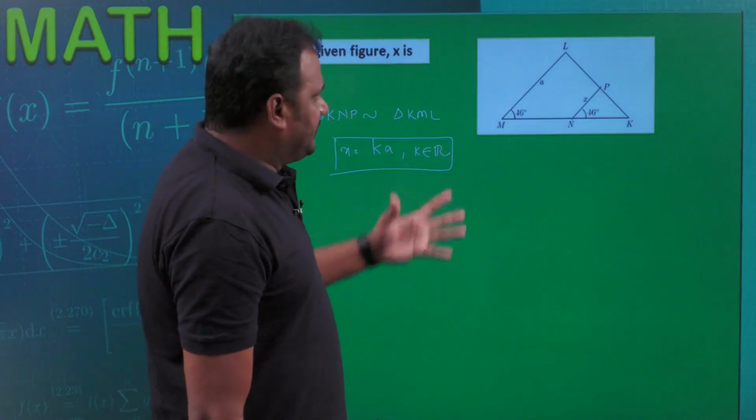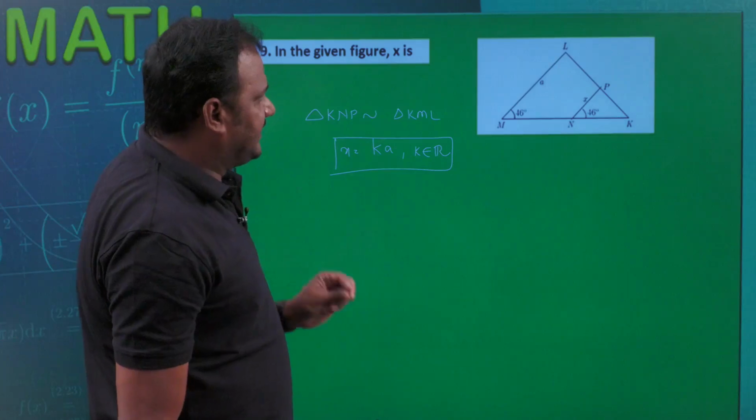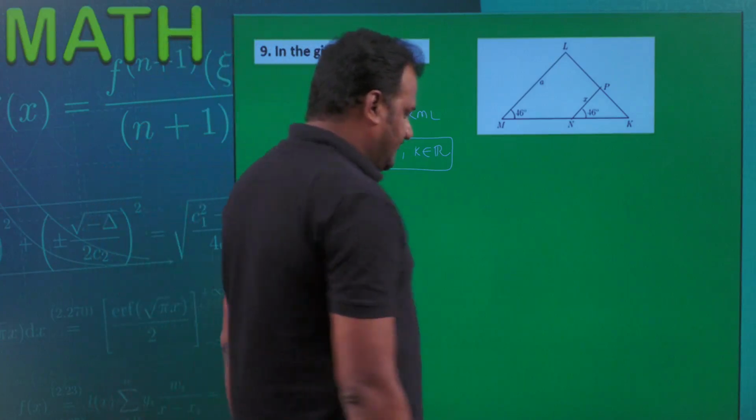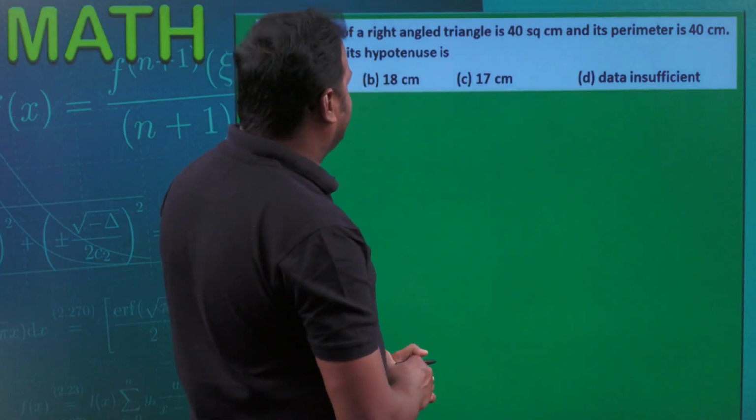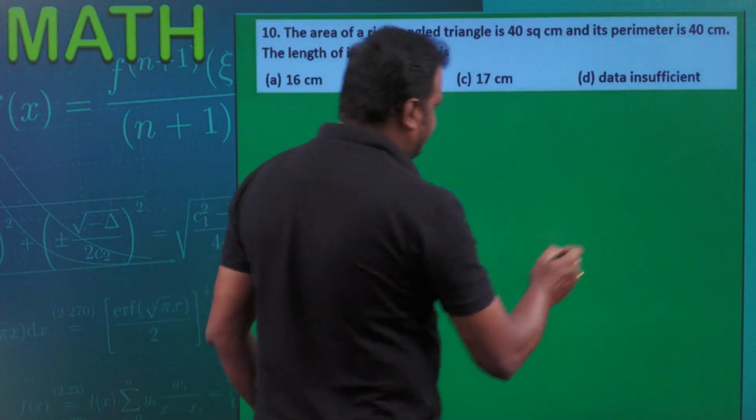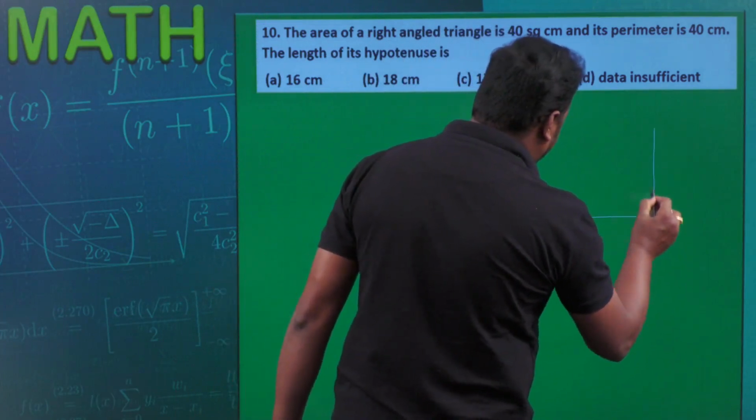Okay? Because we do not know about any other side of the triangle. Fine? Right. Moving on to the next one. Here the area of a right angle triangle is 40 square centimeters. Let me draw one right angle triangle here.